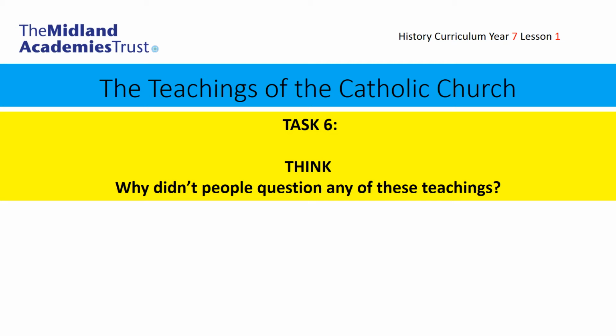Why did nobody ask how it was fair that richer people would be able to buy their way out of purgatory faster than poorer people who couldn't pay for the indulgences the very rich could? Pause the video. Just have a think. Why didn't people question?